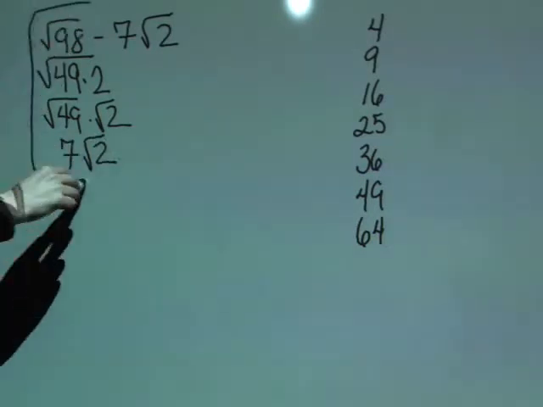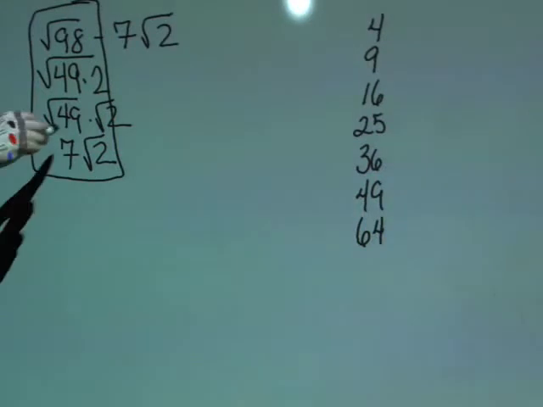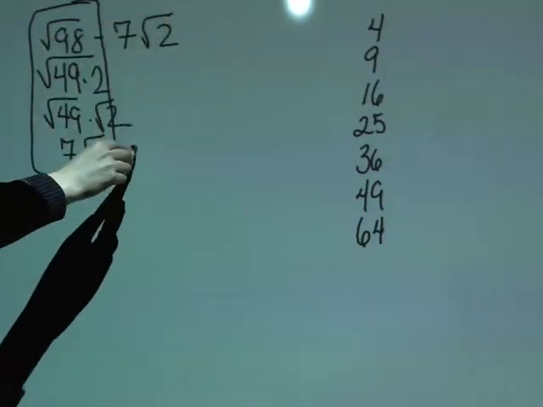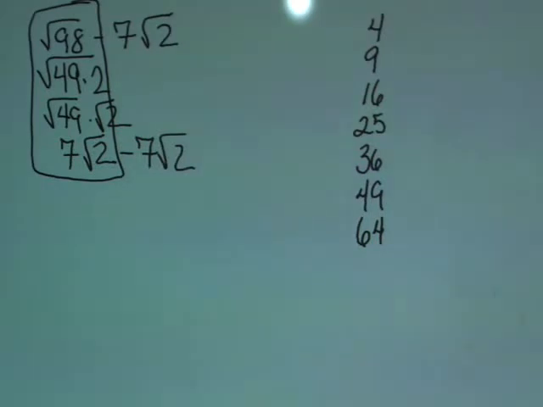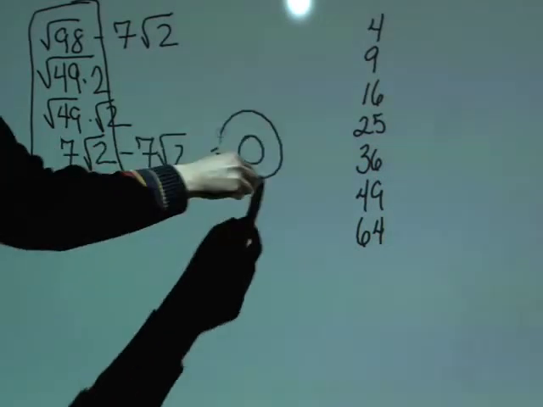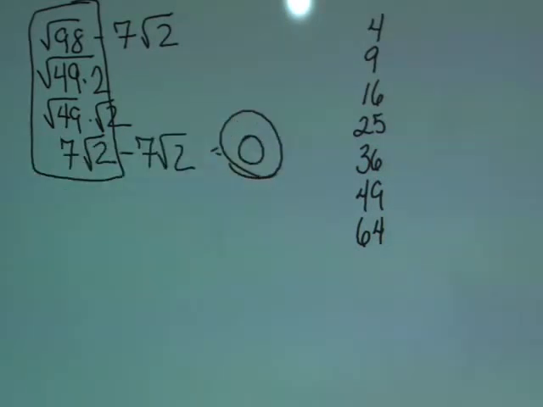All right, that's this left side. Well, that's kind of nice, because notice what it says now is I'm supposed to now subtract 7 root 2. Well, if I have 7 root 2's and I take away 7 root 2's, of course I have nothing left. So the square root of 98 minus 7 root 2 equals 0.